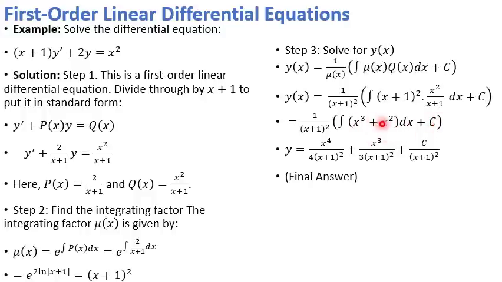Now when we multiply those two with this, it will simply give us x raised to power 4 all over 4 multiplied by x plus 1 raised to power 2, plus x raised to power 3 all over 3, open bracket, x plus 1 close bracket squared, plus we also multiply this and the constants. So that gives us constant all over x plus 1 in bracket raised to power 2, and that is our final answer.